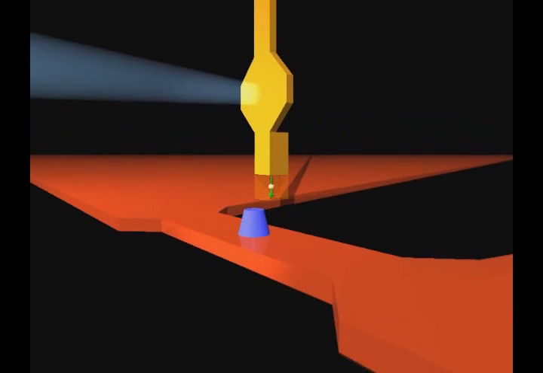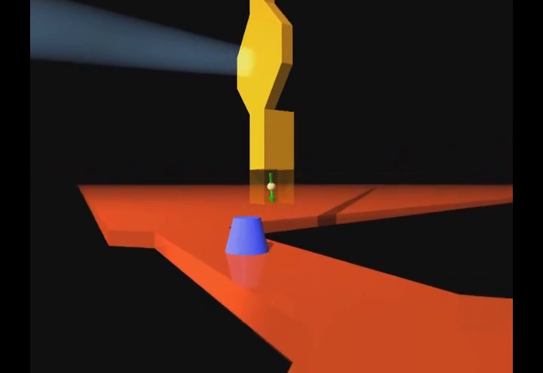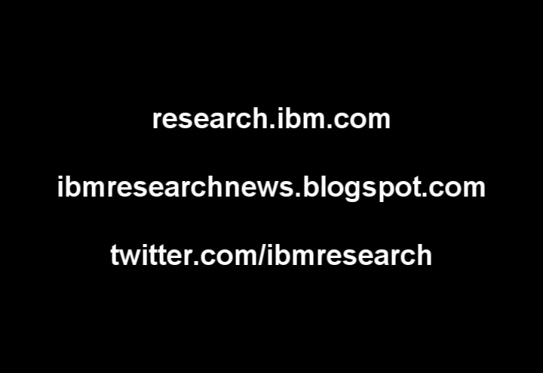This new microscope may, with further development, ultimately be powerful enough to unravel the structure and interactions of proteins, paving the way for new advances in personalized healthcare and targeted medicine.